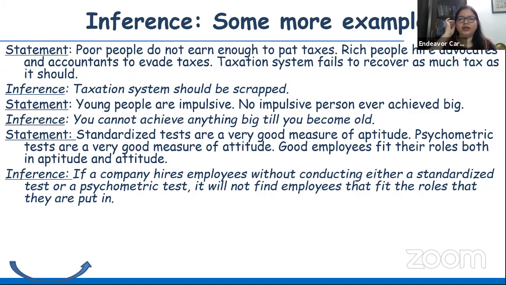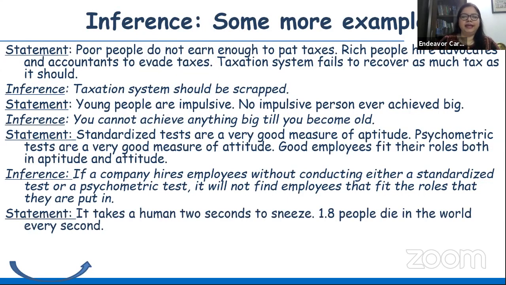Clearly a case of not X, therefore not Y. What is X? Fitment of aptitude and attitude. What is Y? Being a good employee. If a company hires employees without conducting either a standardized test or a psychometric test, so if not attitude and aptitude, you are not a good employee or a fitting employee. You can see that this is a case of not X, therefore not Y, which is incorrect.